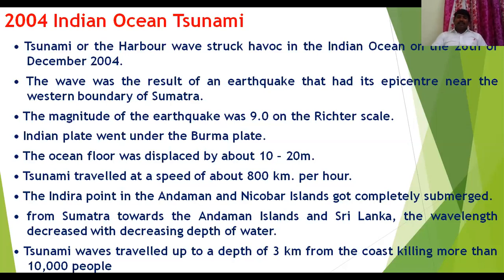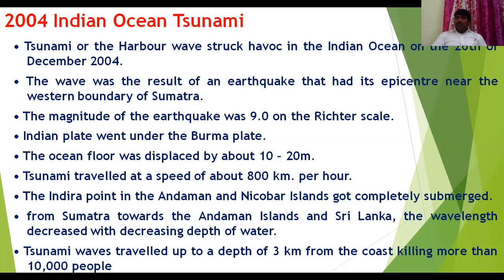After thrusting of the Indian plate below the Burma plate, the water mass rushed back towards the coastline as a tsunami. The tsunami traveled at a speed of about 800 kilometers per hour, comparable to the speed of commercial aircraft, and completely washed away some of the islands in the Indian Ocean. Indira Point in the north, in the Andaman and Nicobar Islands, which marks the southernmost point of India, got completely submerged due to the tsunami.